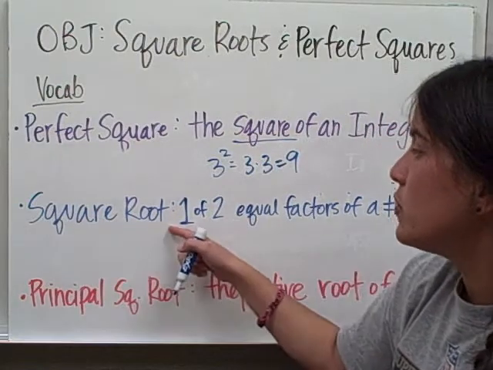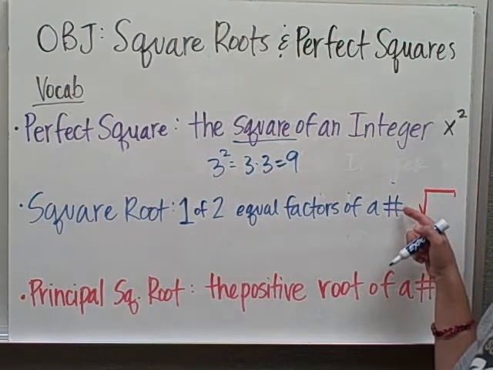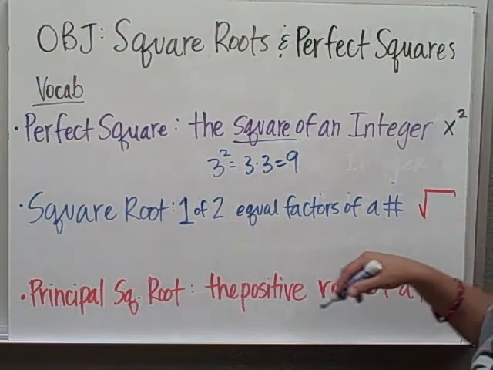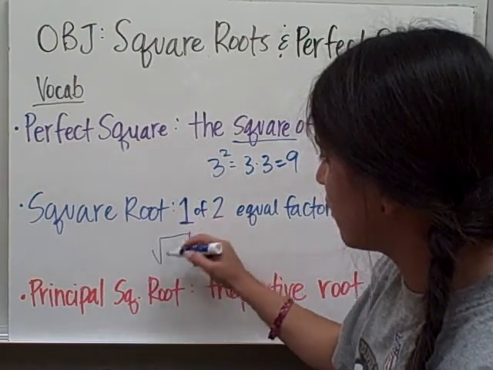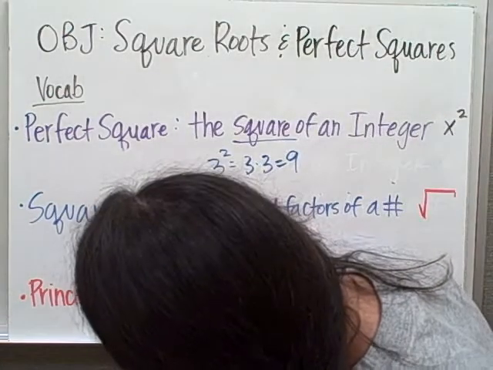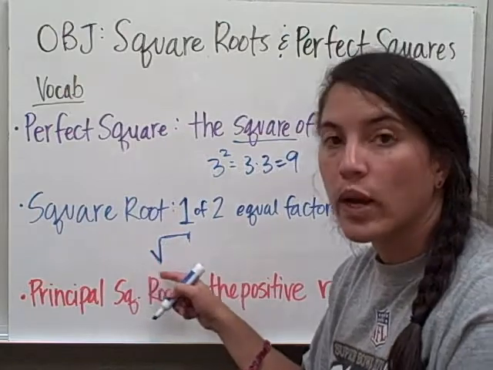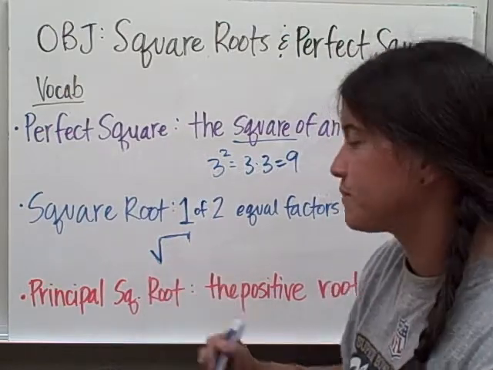The square root is one of 2 equal factors of a number, and we use this symbol. It kind of looks like division, but it's not. It's a square root symbol. The way you write it is it starts off as a check, and then it goes over, so it's very straight. That's how you denote the square root symbol. We're going to be using square root symbols, also called a radical.